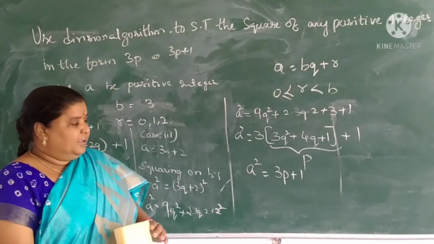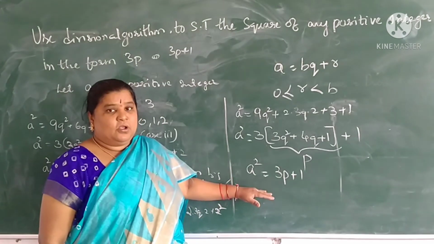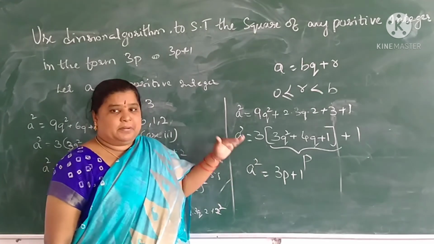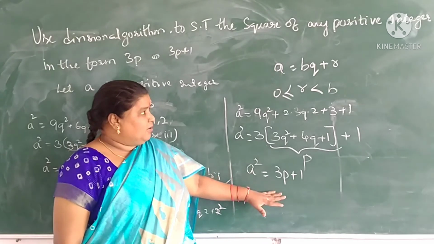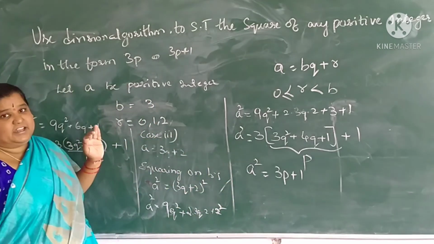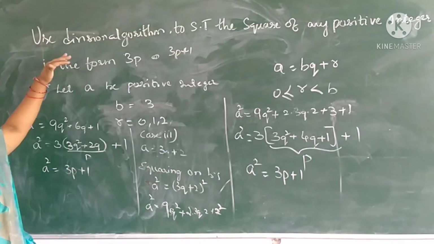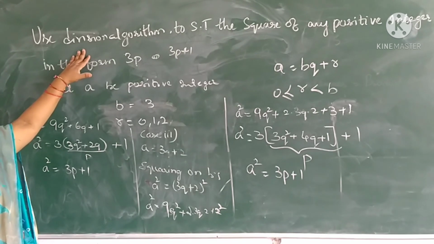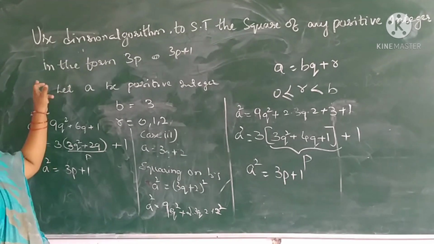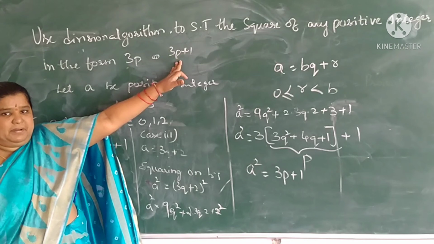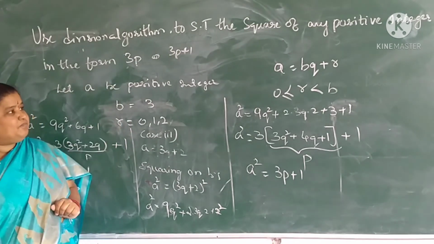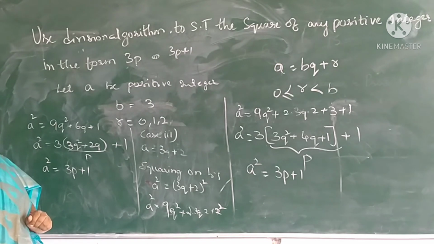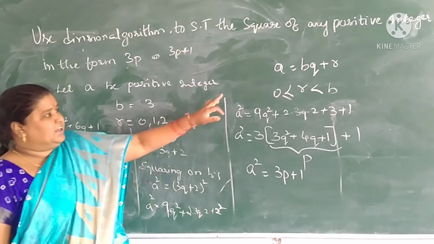Yes, children. In this way we are going to solve this problem. The question is asking: using the division algorithm, show that the square of any positive integer is in the form of 3p or 3p plus 1. So first what we have to do is take a is equal to bq plus r, and we have to check these conditions.